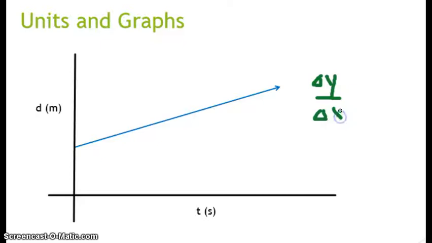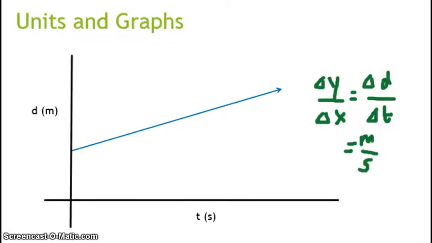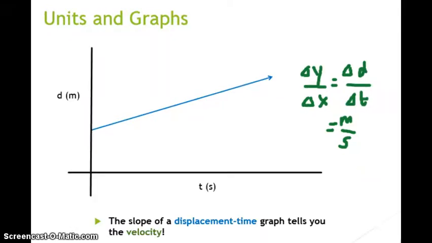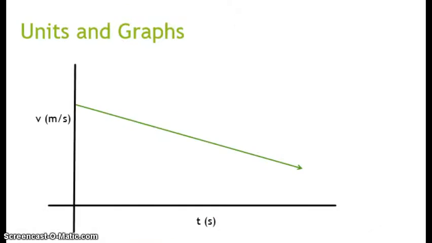Looks like it's going to be our change in displacement over time because we don't have a y, we don't have an x. We've got a displacement, we've got a time. Wait a minute, sound familiar? Let's check the units. Our slope units are meters over seconds. Pay dirt. What information does the slope of a displacement time graph give us? Write it down. You got it. It's the velocity.